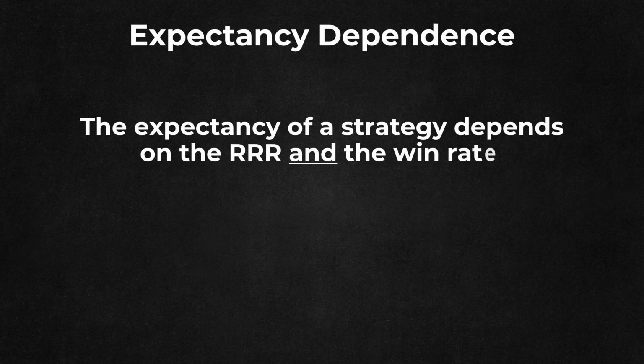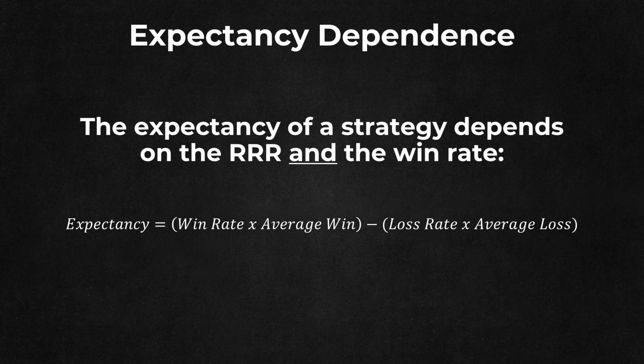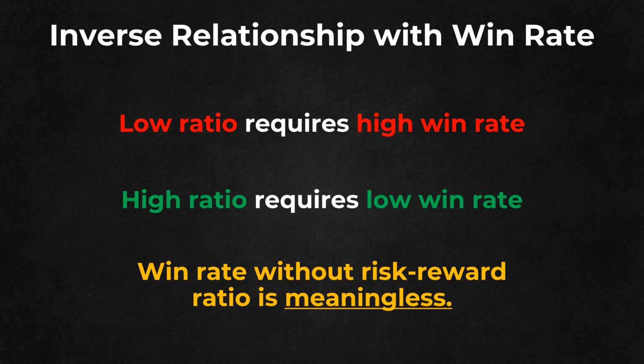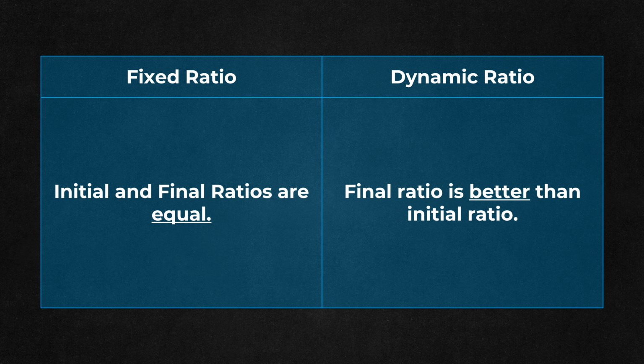The expectancy of a strategy depends on the risk-reward ratio and the win rate. A high risk-reward ratio can compensate for a low win rate. A low risk-reward ratio requires a higher win rate to be profitable. In general, a low ratio requires high win rates, and high ratios require low win rates to be profitable. This is why it doesn't make sense to analyze the win rate of a strategy in isolation without considering the average risk-reward ratio. Ratios can be fixed, meaning that once the trade is opened, the ratio doesn't change, and the market will either hit the stop or target you originally planned, meaning that the initial and final ratios are the same.